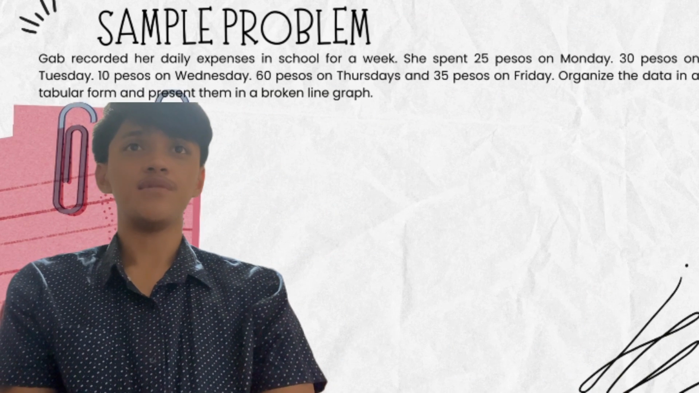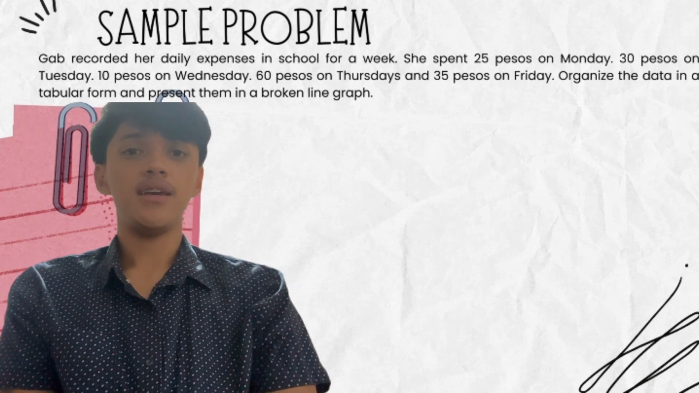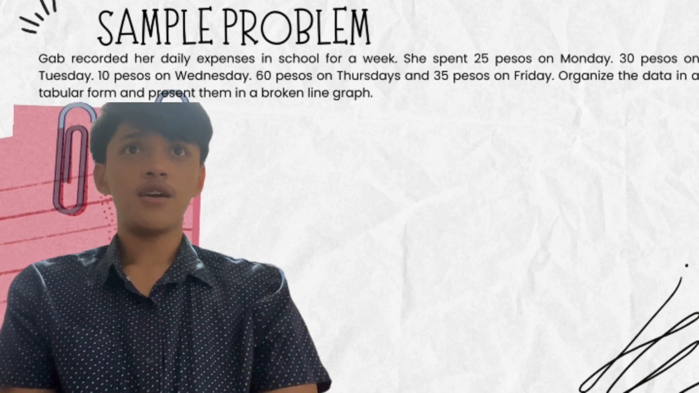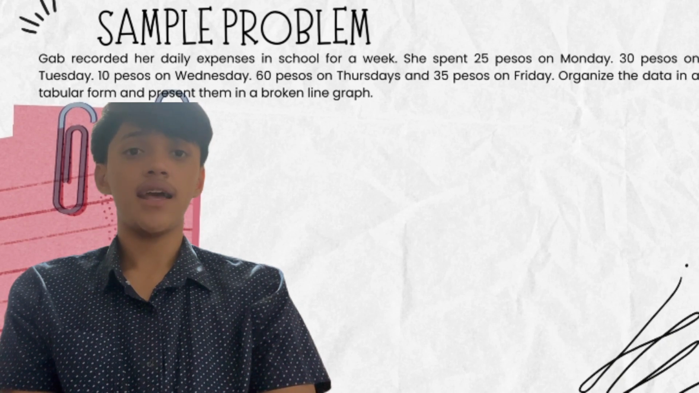Gabi recorded her daily expenses at school for a week. She spent 25 pesos on Monday, 30 pesos on Tuesday, 10 pesos on Wednesday, 60 pesos on Thursday, and 35 pesos on Friday. Organize the data in tabular form and present it in a broken line graph.